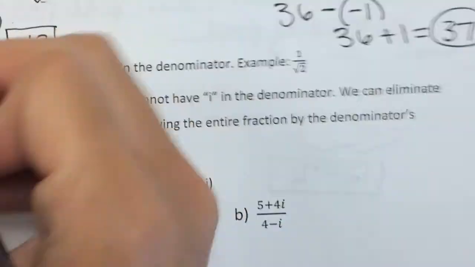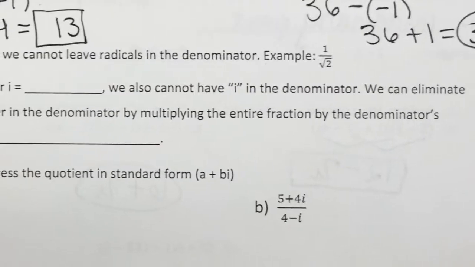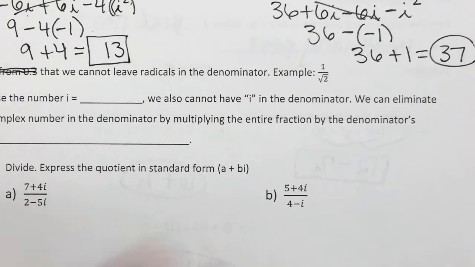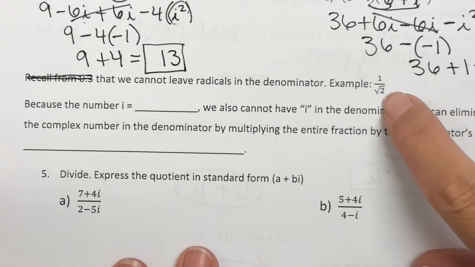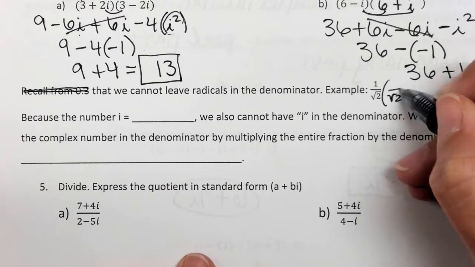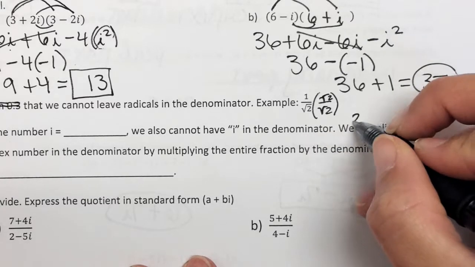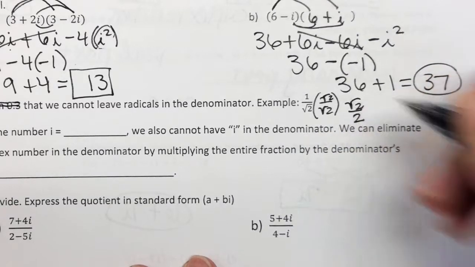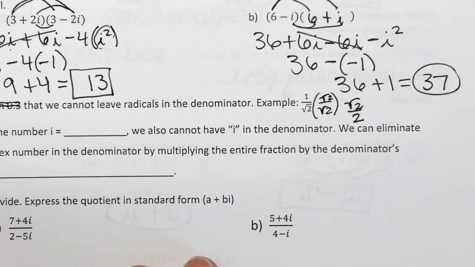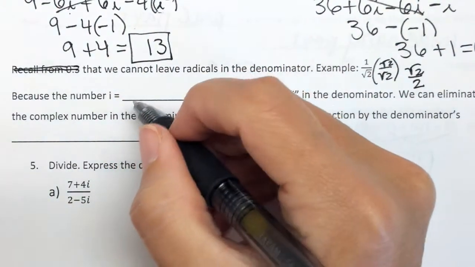Alright, it says recall from 0.3. I didn't go over that with y'all, so you can mark that out. We can't leave radicals in the denominator. We know that from algebra. So, for example, we couldn't have 1 over square root of 2 because we have a radical in the denominator. So how would we get rid of this in algebra? Multiply by square root of 2. Good. Because on the bottom, what's square root of 2 times square root of 2? 2. And on top, you would have square root of 2. Good. Does everybody remember that? Okay. So, what is the letter i?